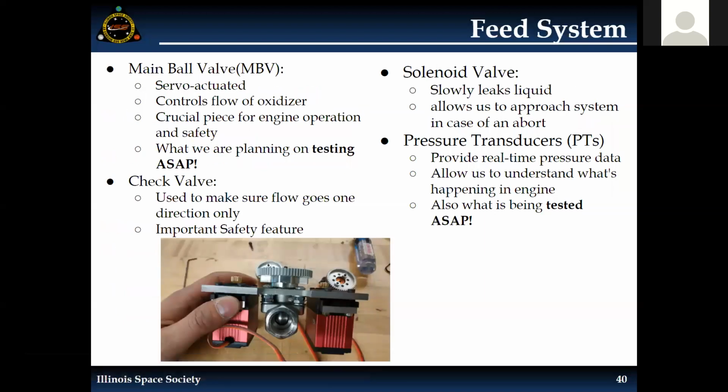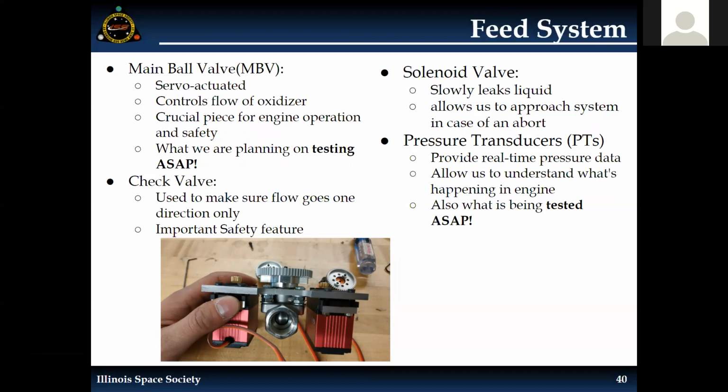So in our feed system, besides the feed lines and the connectors and compression fittings that we've mentioned, there are four kind of important devices that you'll find in our feed system. These are a main ball valve, a check valve, a solenoid valve, and pressure transducers.